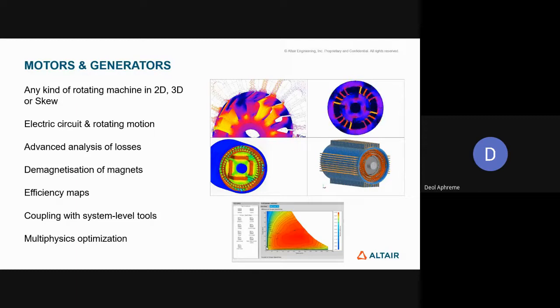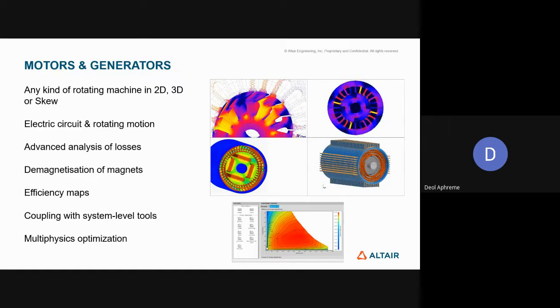So say you're in a generating mode where you're simulating a generator, the same can be done. You can see the advanced analysis of losses, even graphically. Apart from visualizing it on a graph, you can even visualize it on the entire geometry, in which part you're having the most amount of losses. Is there any way to avoid it by making any geometrical changes? All these can be definitely simulated and understood.